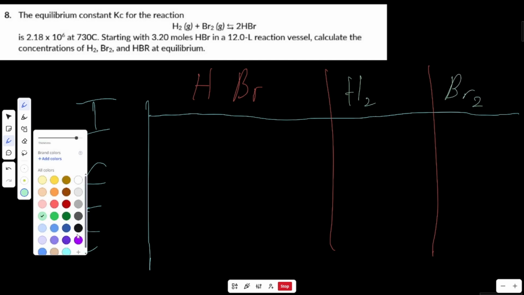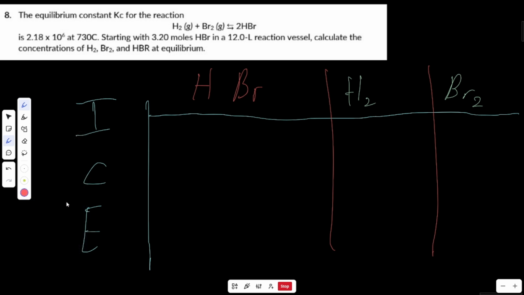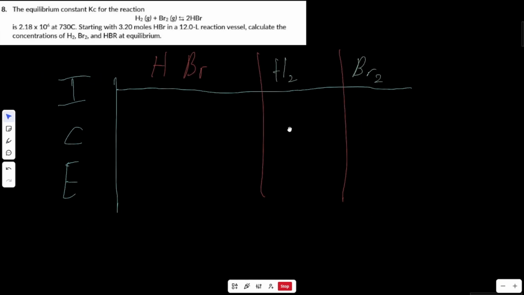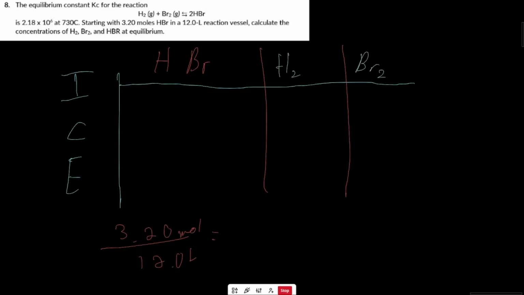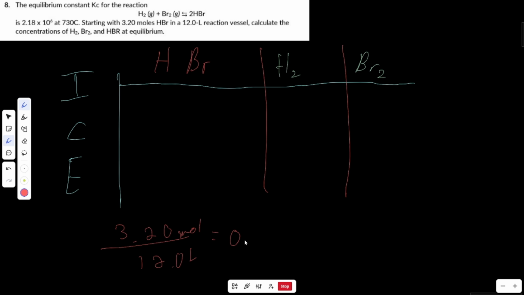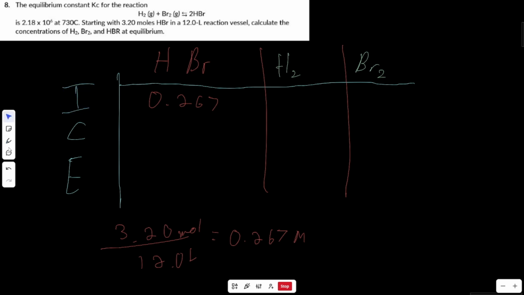Alright, so now, what's our initial? Our initial concentration is not given in molar, so we have to solve for it first. Based on the problem, we have to get the molar concentration of HBr, which is 3.20 divided by 12 liters. This will give us an answer of 0.27, or for the sake of significant figures, 0.267 molar. So this is our initial, 0.267. Let's move this I down here so that it makes sense.